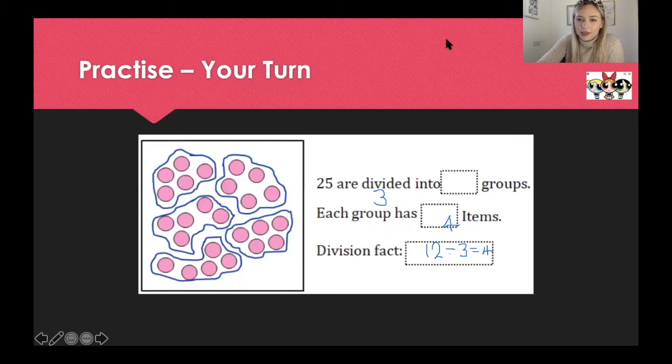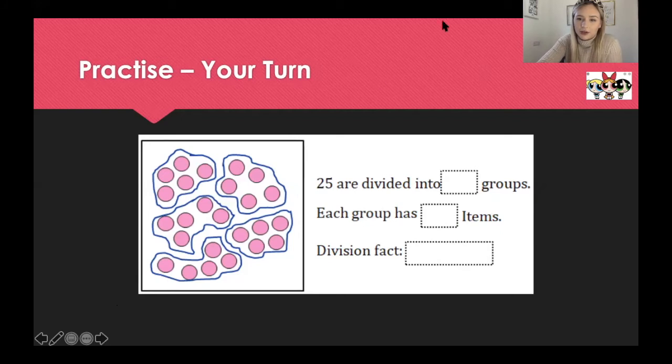Now it is your turn. Let me clear my drawings. Here we go. So you're going to have a go at filling out these sentences. It says 25 are divided into how many groups? Each group has how many items? And then you're going to have a go at writing the division fact for this. So pause this to have a go now.